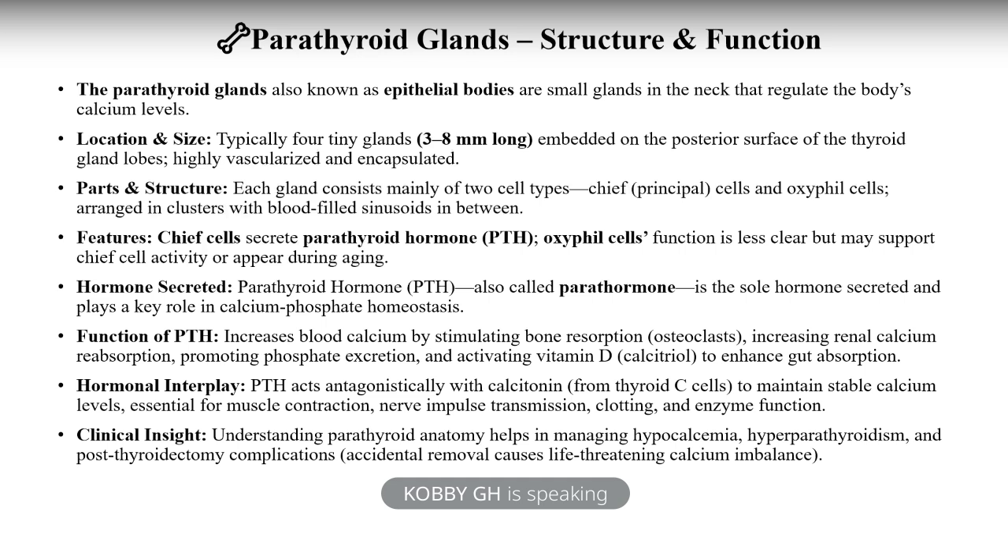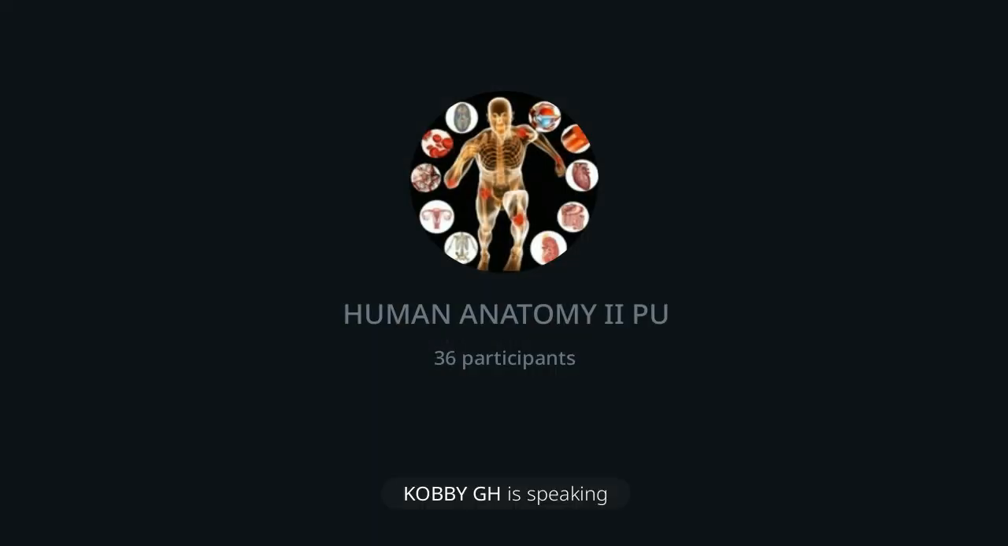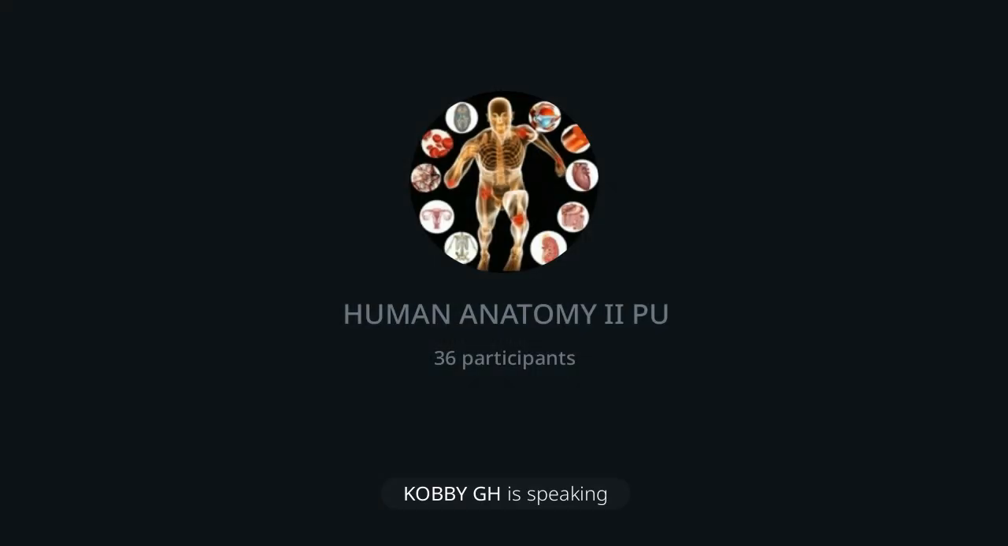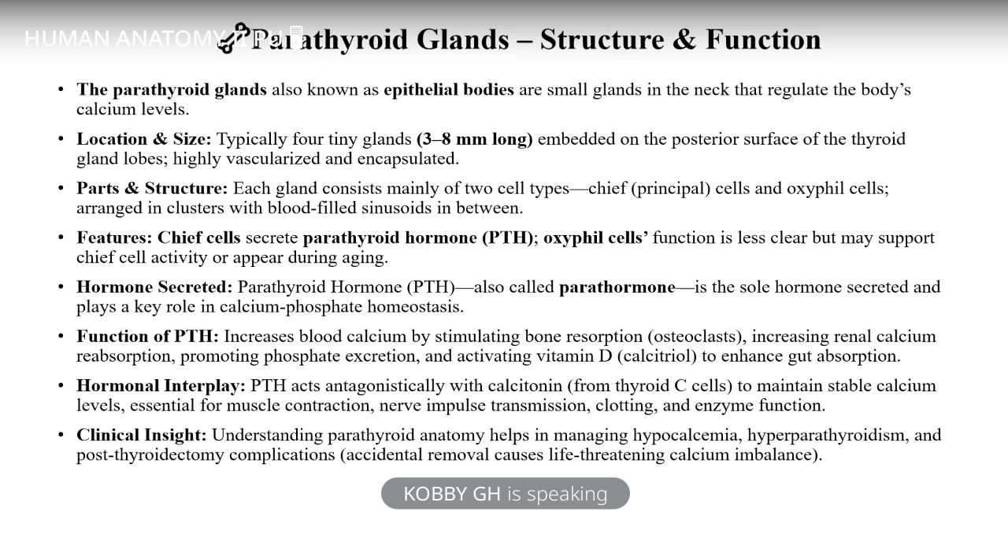The chief cell produces parathyroid hormone. The oxyphil cell helps the chief cell to produce the parathyroid hormone. Is that okay? It's like you and your friend. We say your friend produces parathyroid hormone, and you help your friend to produce the parathyroid hormone. So if I ask someone, what hormone do you also produce? It is the parathyroid hormone. Have you gotten the principle?